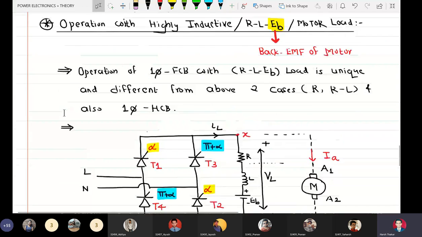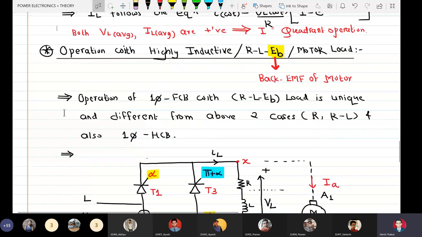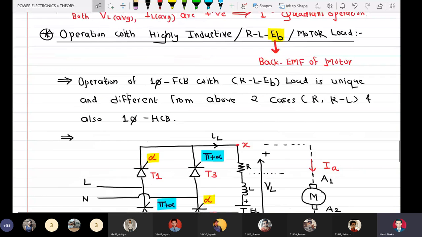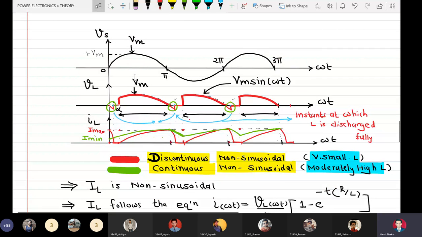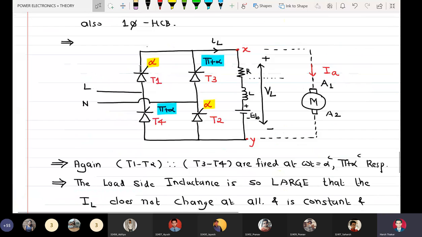Okay, here we have to justify that it is possible to have a negative value of VL average. That means what? The area below the x-axis is larger than the area above the x-axis over one cycle.